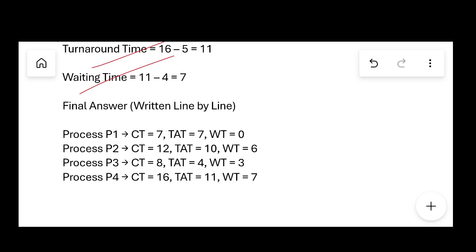So basically, SJF selects the process with the smaller burst time first, and it reduces the average waiting time compared to FCFS. It has two types, non-preemptive and preemptive. And it suffers from prediction problems and starvation.